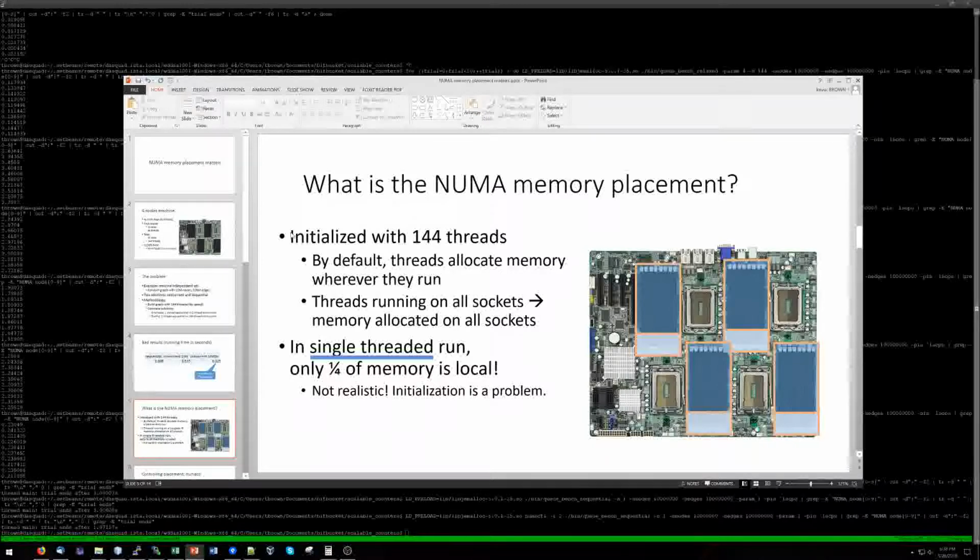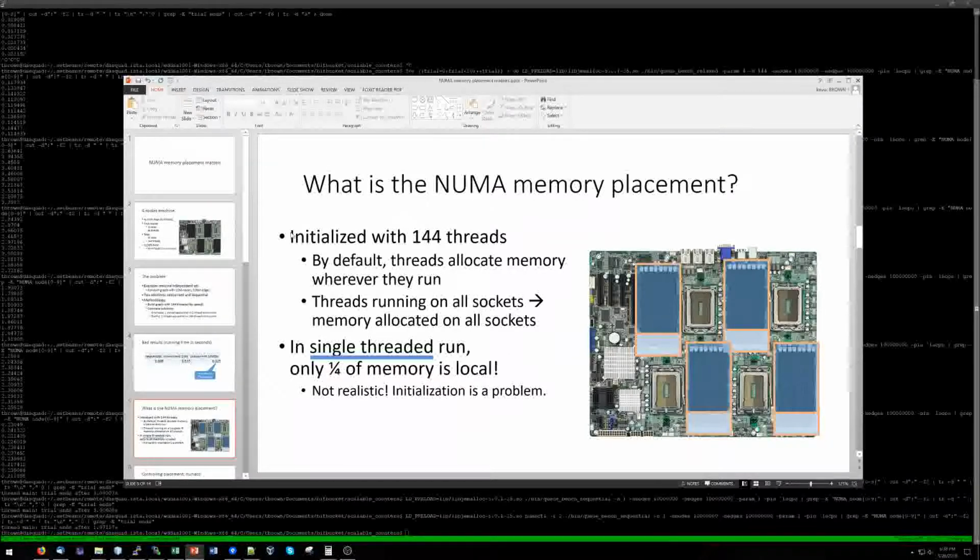Well, the graph is being initialized with 144 threads. And by default, threads tend to allocate memory wherever they're running. So if a thread's running on socket 2, when it allocates memory, it's probably going to allocate pages that are local to socket 2.